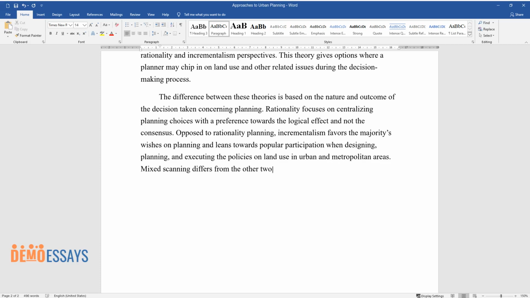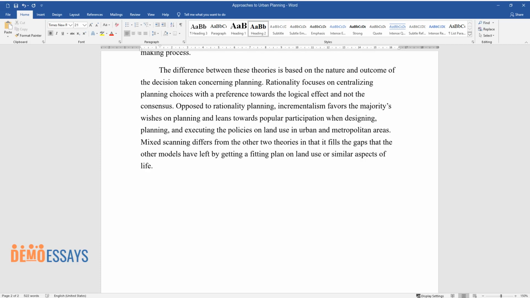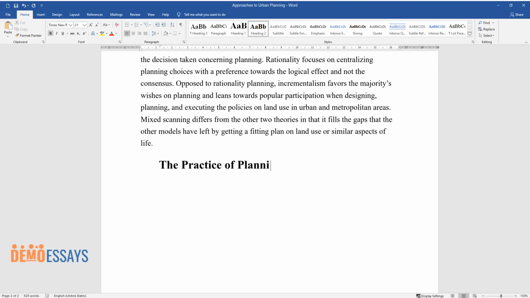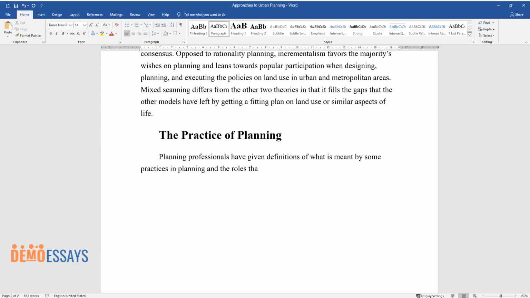Mixed scanning differs from the other two theories in that it fills the gaps that the other models have left by getting a fitting plan on land use or similar aspects of life. The practice of planning. Planning professionals have given definitions of what is meant by some practices in planning and the roles that urban planners have in each.